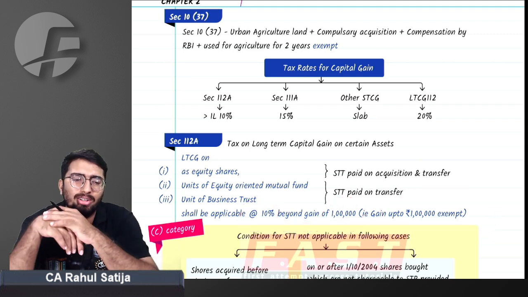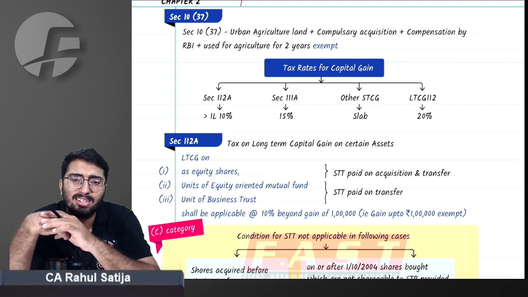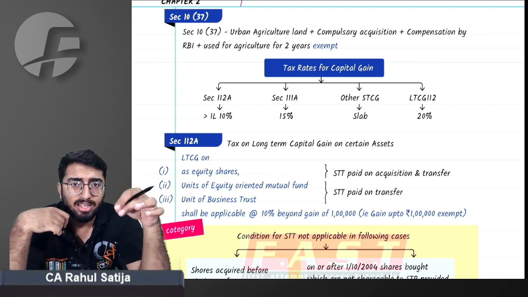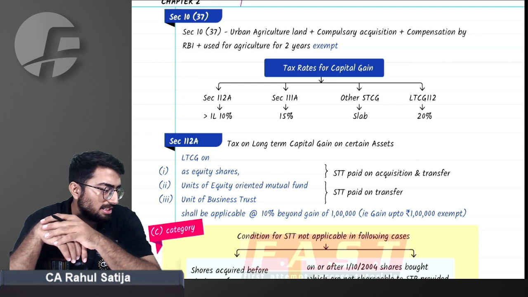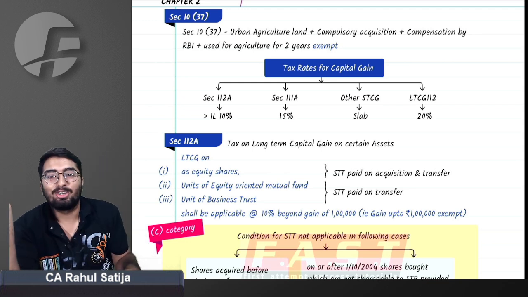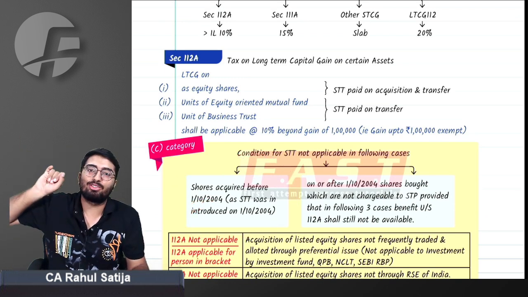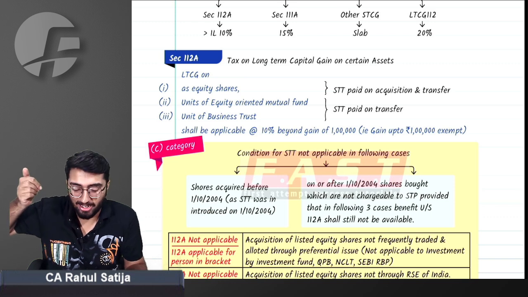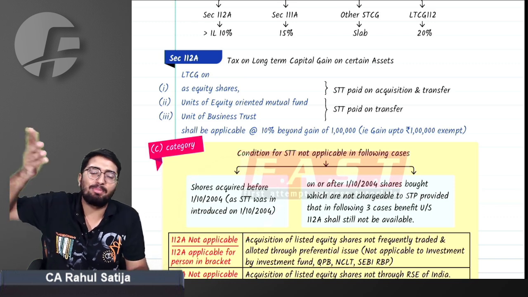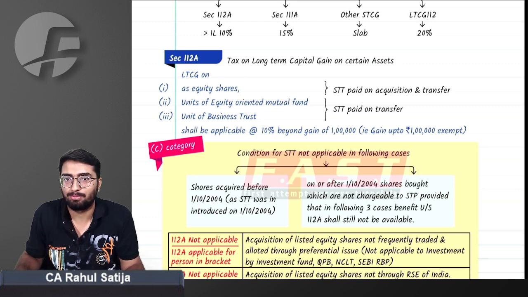Sir, what if STT is not applicable? Is it necessary that STT has to be paid always? The right answer is, there are two cases in which STT is not applicable. First one is, what if STT was not even introduced? STT was introduced on 1st October 2004. If an asset is acquired before that, how can you pay STT? Therefore, STT will not be applicable if the asset is acquired before 1st October 2004.